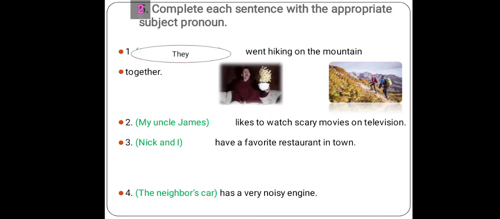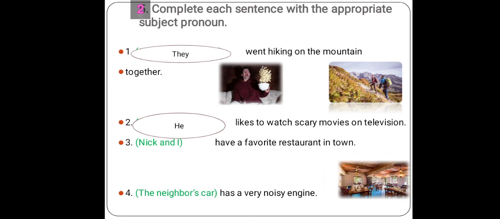So what do you see in the picture? Pause the video and tell me what you see. Right. So someone here is scared and he was eating popcorn. Usually when you eat popcorn and he's holding a remote controller, he's watching TV. Maybe he's watching a scary movie. Do you think it's romantic? No. Of course it's scary. He looks scared. So my Uncle James likes to watch scary movies on television. So my uncle here becomes he.